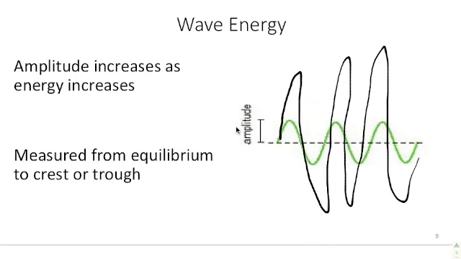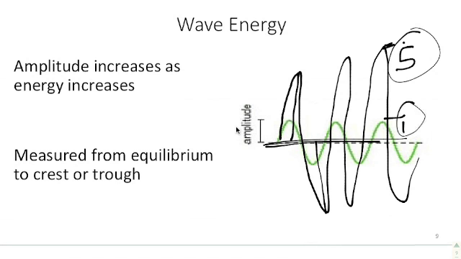So we measure amplitude as the distance from this equilibrium line to the crest or the trough. It should be the same. So for example, on this green wave right here, it could be something like 1, and on this wave right here, it could be something like 5. That would be the amplitude, and since it has a higher amplitude, we would say it has more energy.